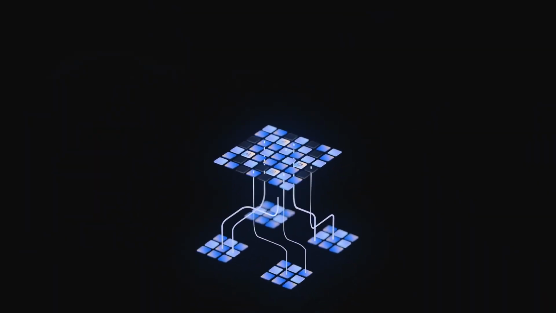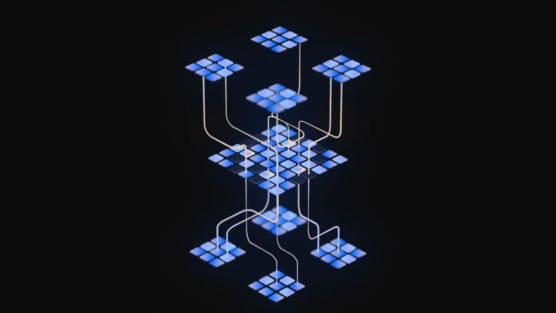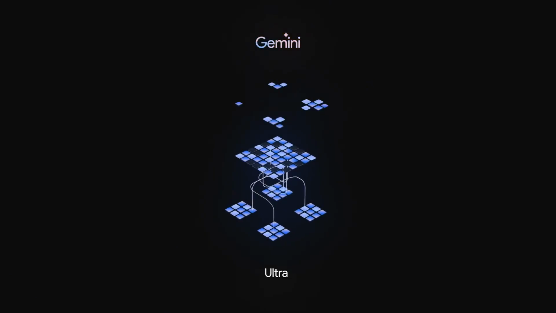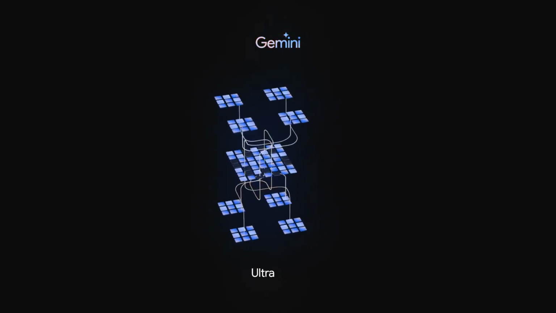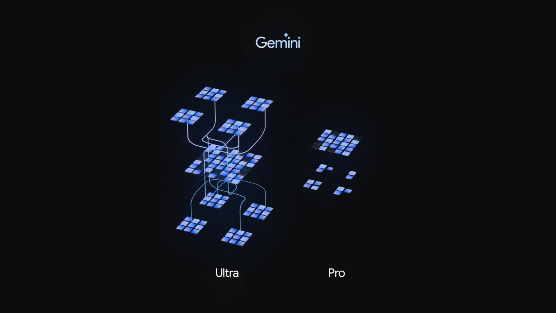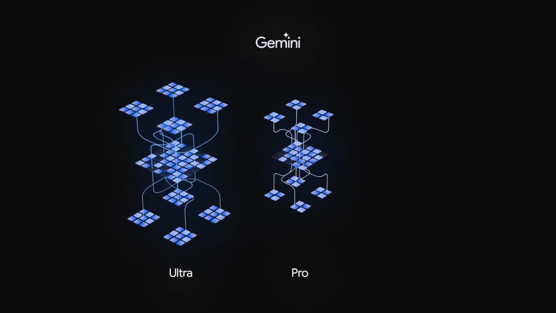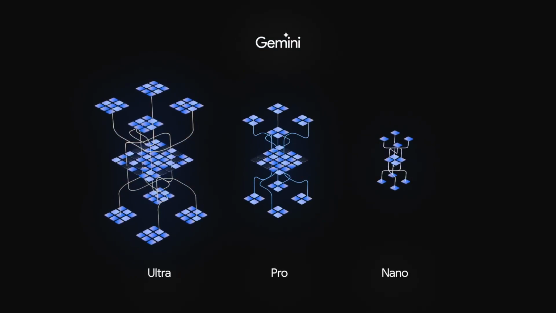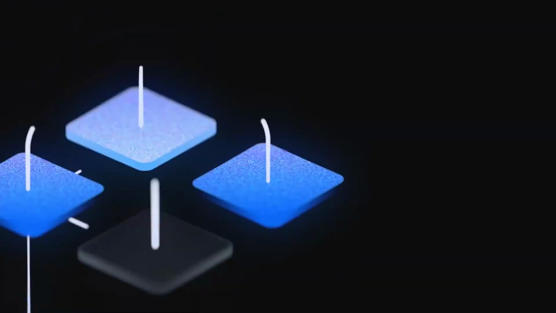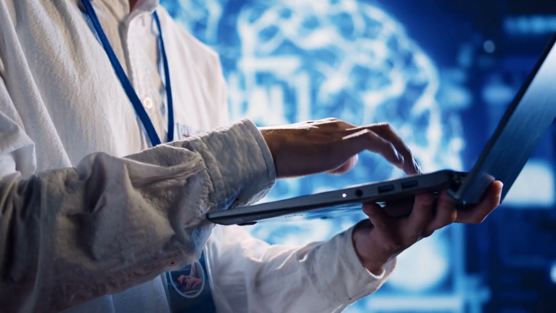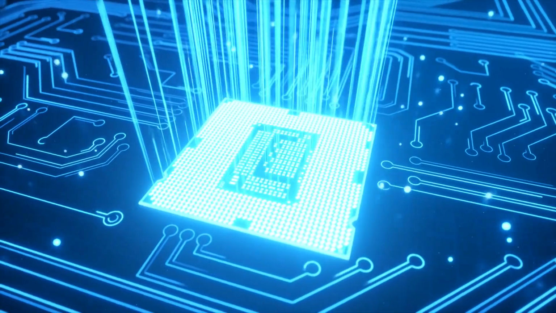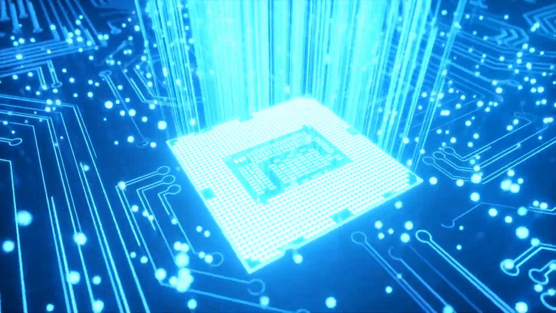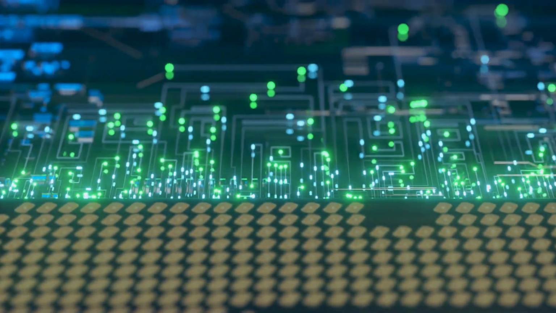Gemini consists of three main variations, each with a different focus. Gemini Ultra, a highly complex and capable model for specific use cases. Gemini Pro, a general-purpose model that balances scalability and performance. And Gemini Nano, a highly efficient model designed for use on smaller devices. This range of models makes it possible to customize the AI solution to specific needs, whether it's a task that requires high performance or a task that needs to be done on a low-powered device.